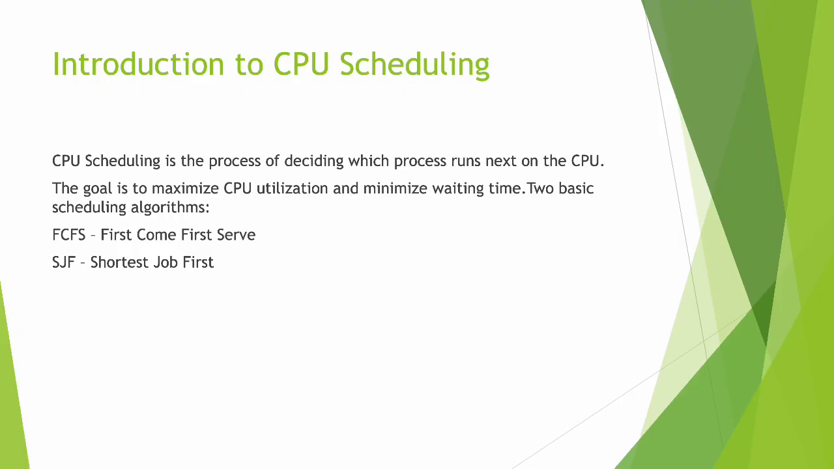So, what exactly is CPU scheduling? In simple terms, CPU scheduling is the process an operating system uses to decide which of the many ready processes should be given control of the CPU next. The main goal here is to make sure the CPU is used as much as possible while also keeping the time processes have to wait to a minimum. Today, we will be looking at two of the most fundamental scheduling algorithms, first come first serve, or FCFS, and shortest job first, known as SJF.